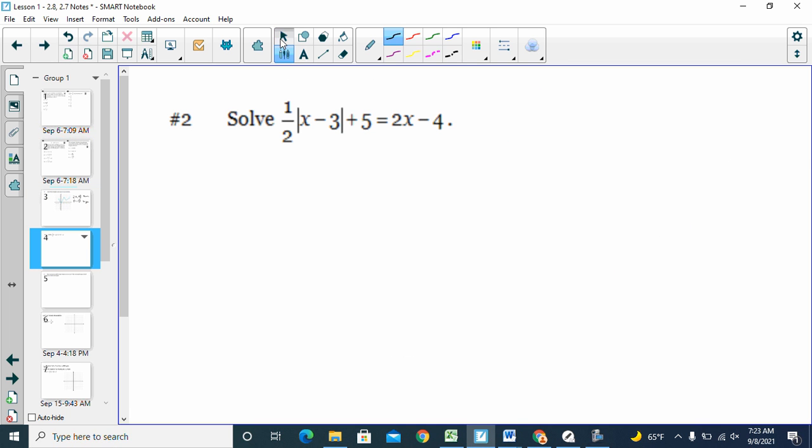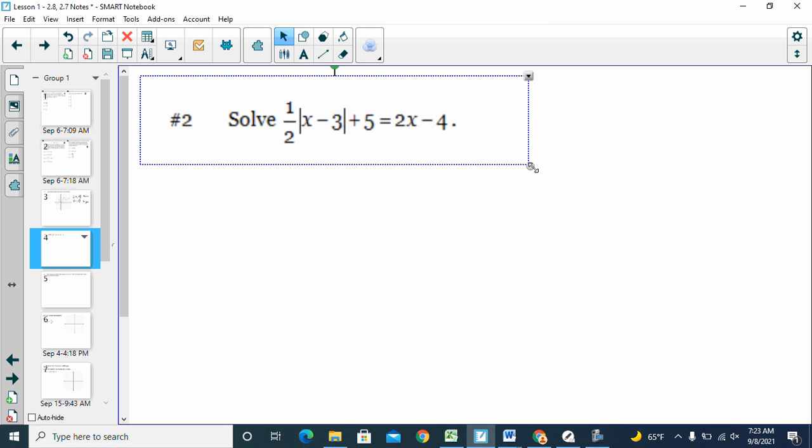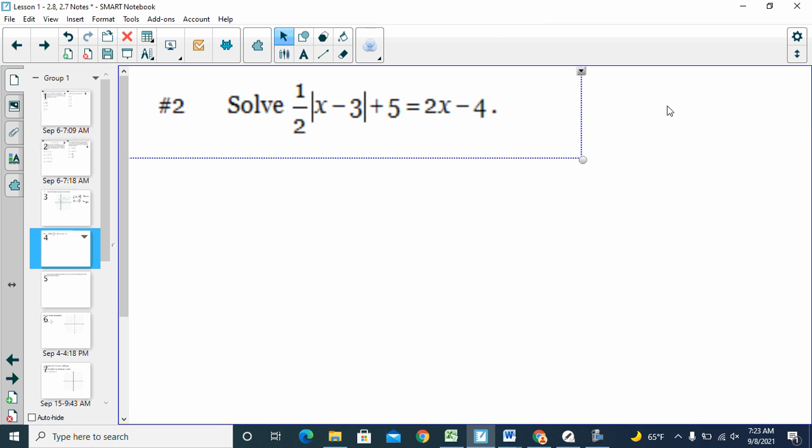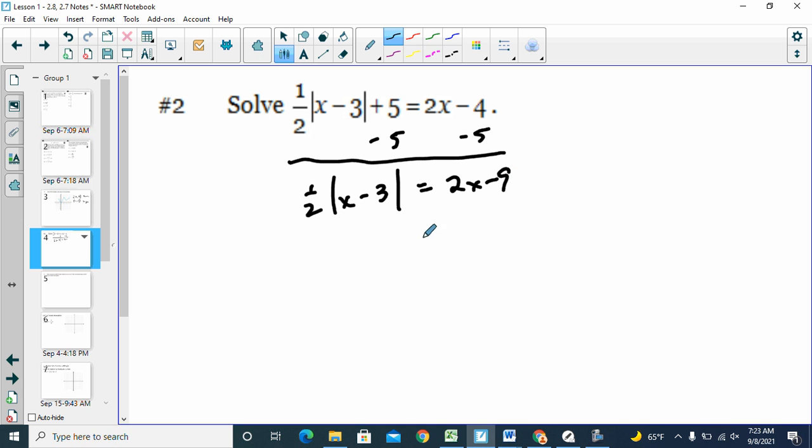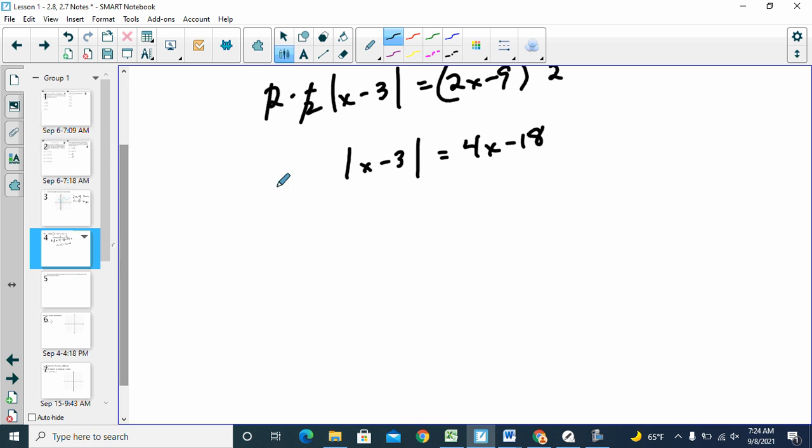Number 2 asks us to solve an absolute value equation. Remember, absolute value equations have up to 2 solutions. Sometimes one or more of them are extraneous. We're going to start by subtracting 5 from both sides. Cancel out the 1/2 by multiplying both sides by 2. So I get absolute value of x minus 3 equals 4x minus 18.